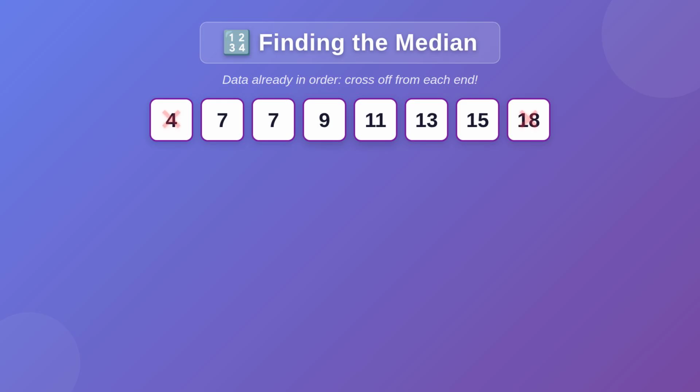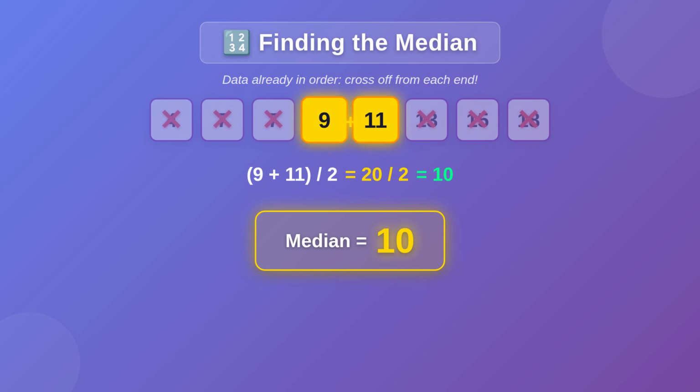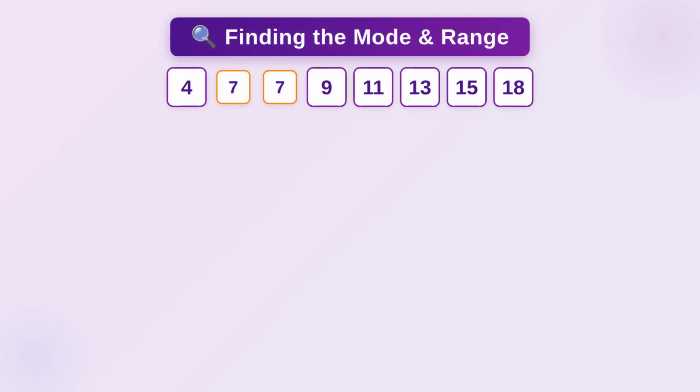Next is the median, the middle value. Maya already has her data in order: 4, 7, 7, 9, 11, 13, 15, 18. Now she crosses off one number from each end, like peeling an onion. Cross off 4 and 18. Cross off 7 and 15. Cross off 7 and 13. Now we're left with 9 and 11. Uh-oh, 2 numbers. When there's an even number of data points, we find the mean of those 2 middle numbers. 9 plus 11 is 20. Divided by 2 is 10. The median is 10. 2 more to go.